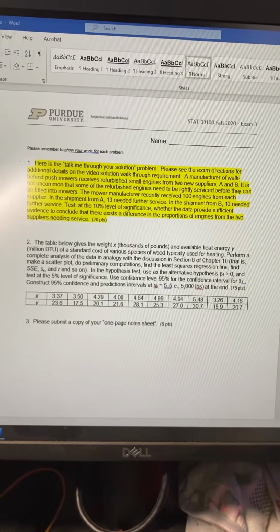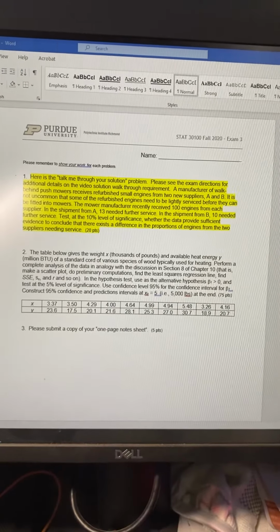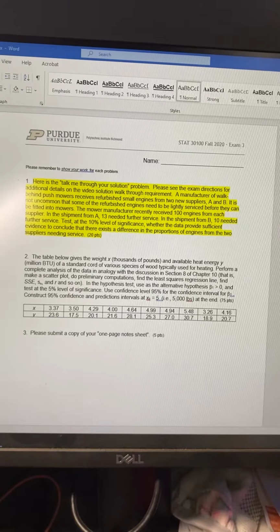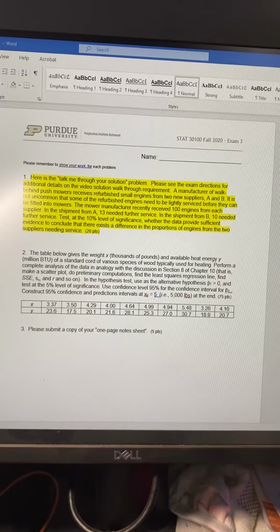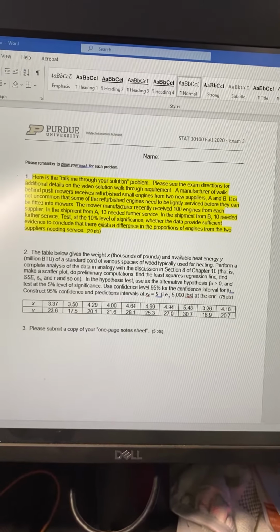You're supposed to compare the proportions of mowers requiring further service between suppliers A and B at a 10% level of significance.